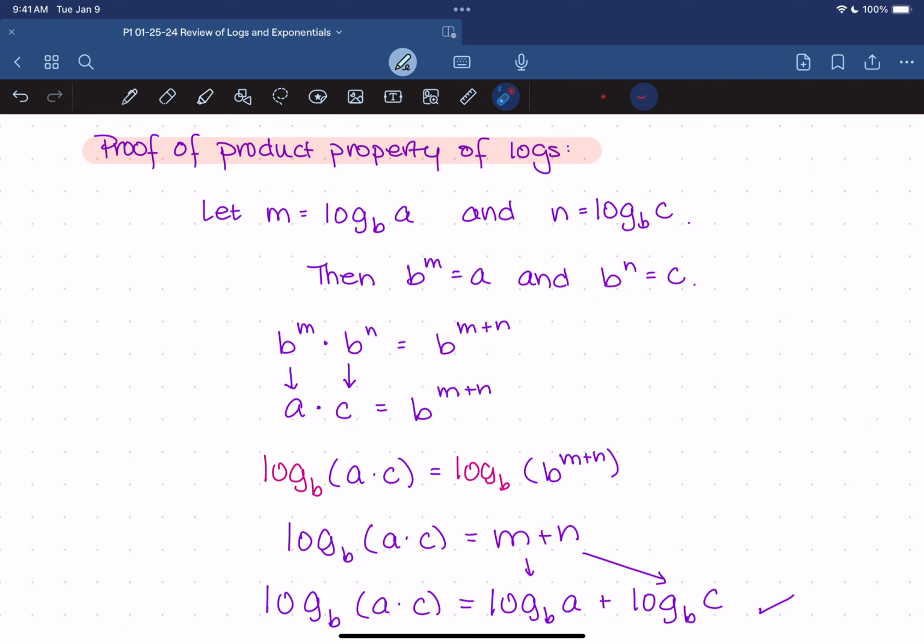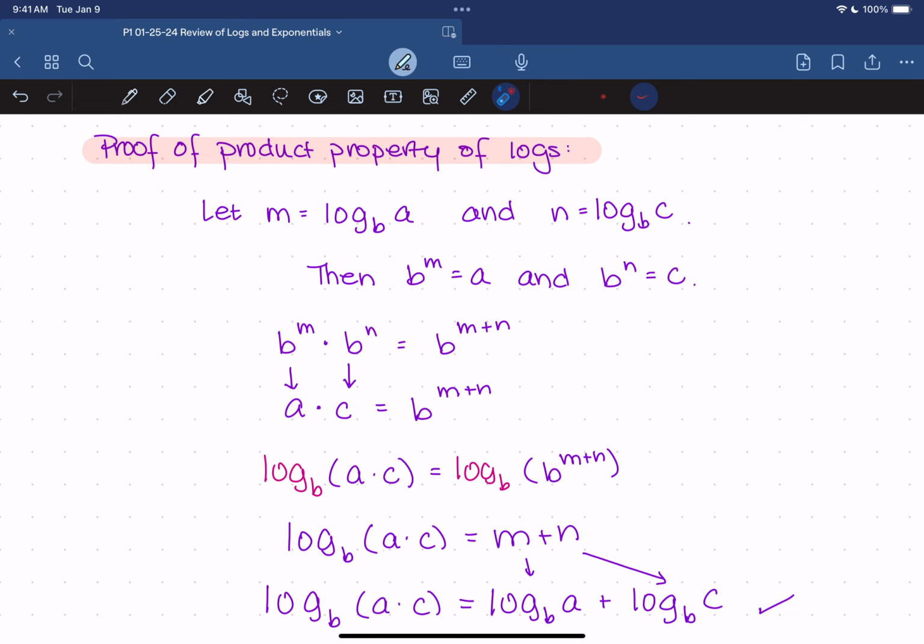And then I can multiply. I can do b to the m times b to the n is b to the m plus n, just using our rule for exponents. But remember, b to the m is the same thing as a, and b to the n is the same thing as c. That's from right here. Now, if I take the log base b of both sides, I get this. And on the right-hand side, remember our properties from above, the base of the log matches the base of the exponent. So these cancel out, and you're just left with the exponent.